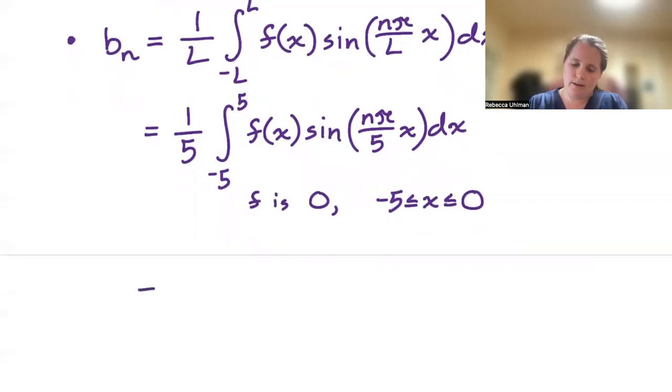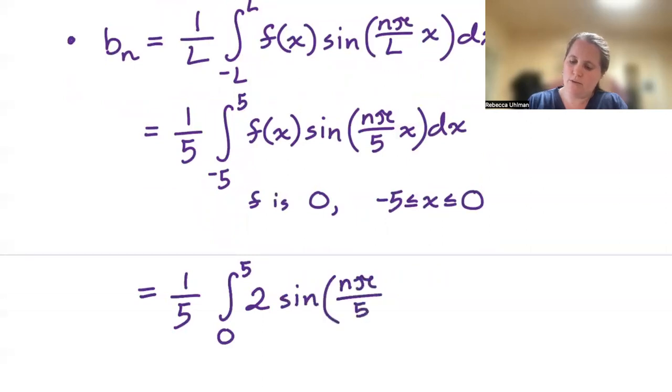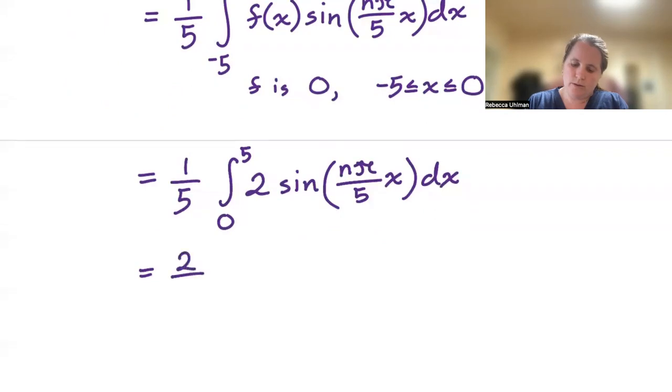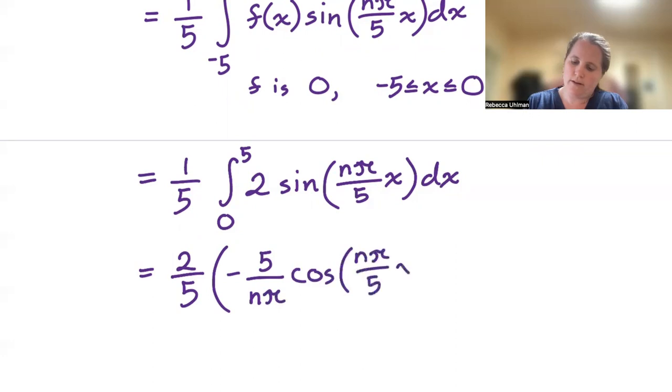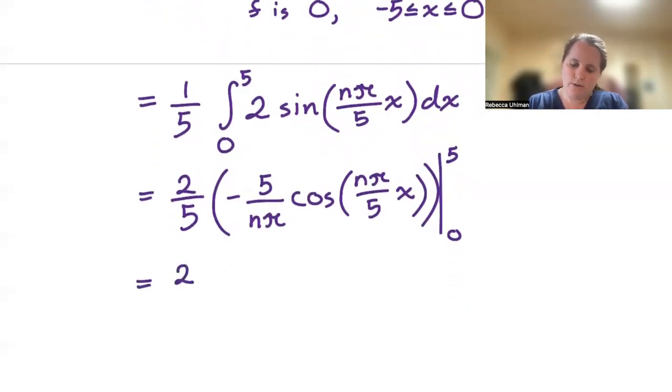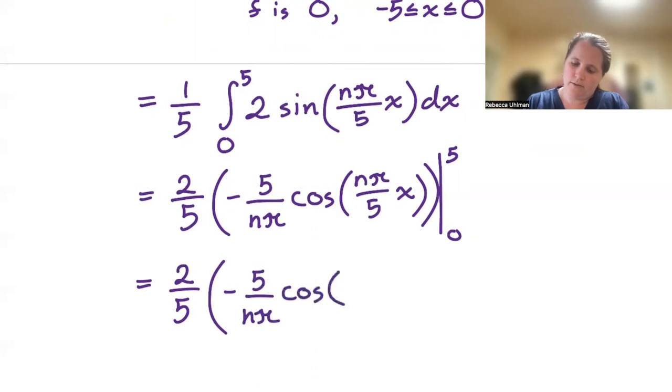And so we wind up getting that this is 1/5 times the definite integral from 0 to 5, and then f is 2 elsewhere. So of 2 times sine of n pi over 5 x dx. This becomes 2/5. And then inside we would have a -5 over n pi cosine of n pi over 5 x. And we are evaluating at 0 and 5. So we are looking at 2/5 times, we have a -5 over n pi cosine of n pi minus -5 over n pi cosine of 0.